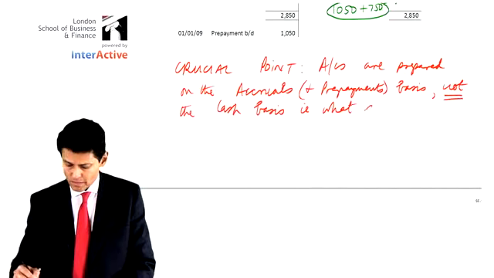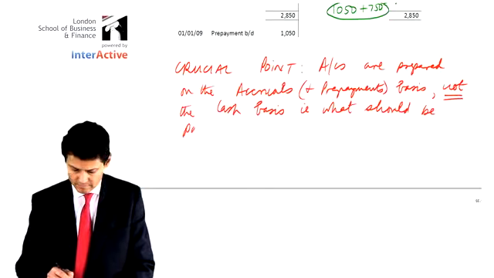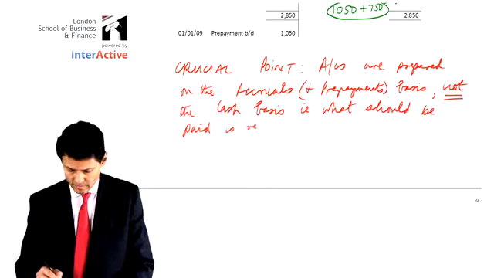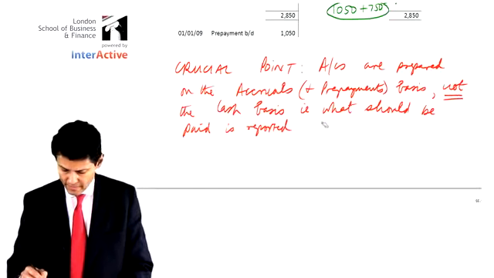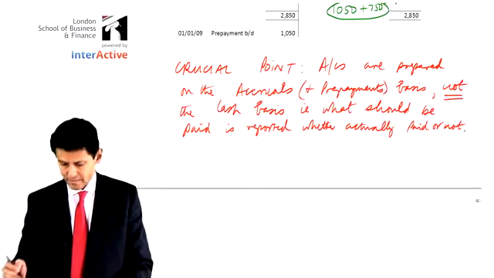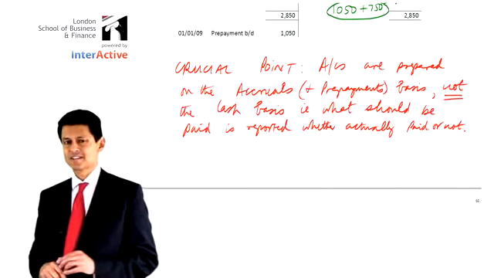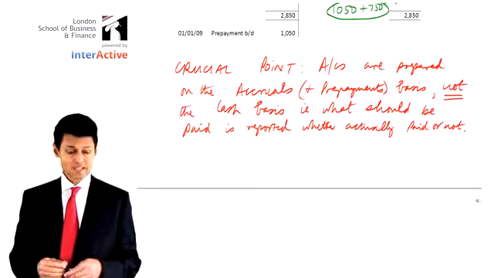I.e., what should be paid is reported whether paid or unpaid as yet by the year end, whether actually paid or not. Similarly, if you've paid too much in advance, you just have an asset at the year end because you've got free insurance cover or whatever it is.